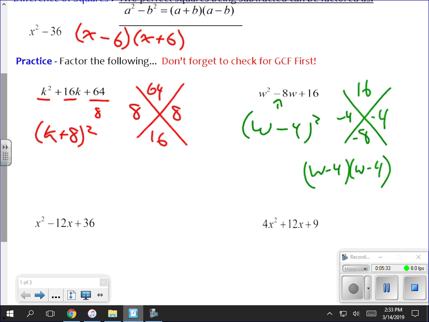It's nice if you can recognize it's a perfect square. I'd like to have you recognize it's a perfect square. It shows me that you're recognizing patterns, which a lot of math is about: being able to recognize patterns. But it's not always possible.